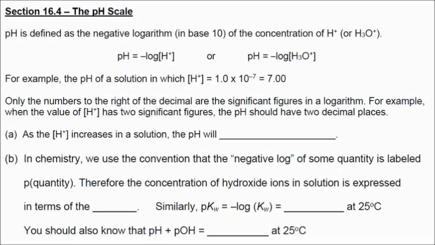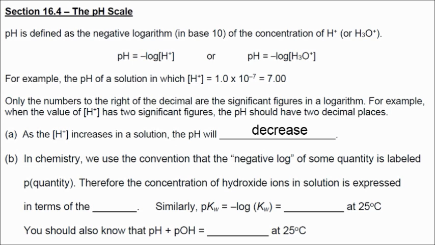pH is defined as the negative logarithm in base 10 of the concentration of H plus or hydronium. So the pH is the negative log of the H plus or hydronium concentration. When the concentration of hydronium or H plus is 1 times 10 to the negative 7, the pH is 7. Only the numbers to the right of the decimal are the significant figures in a logarithm. So when the value of the concentration of H plus has 2 sig figs, the pH should have 2 decimal places. Now, as the concentration of H plus increases, the pH will decrease.